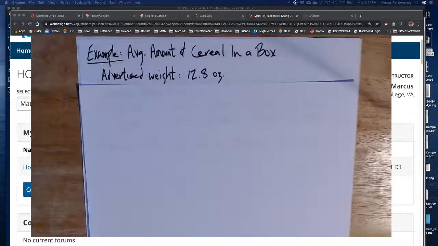Well, probably not exactly, right? So how do you know you're not being ripped off? One thing you could do is go out and buy a bunch of boxes of cereal and just measure them. How much cereal was in each box? So let's do that.